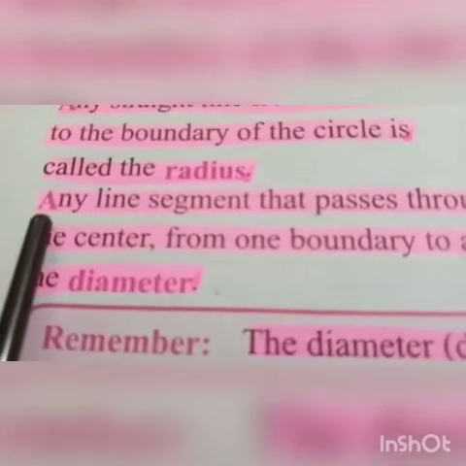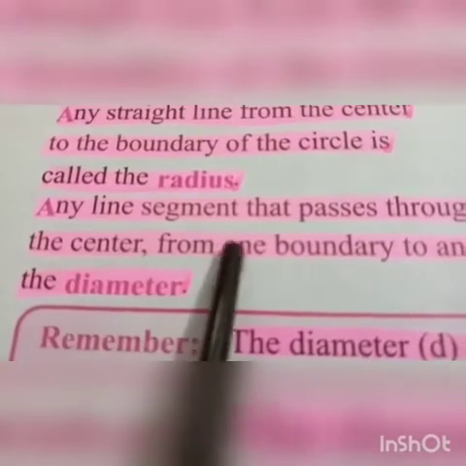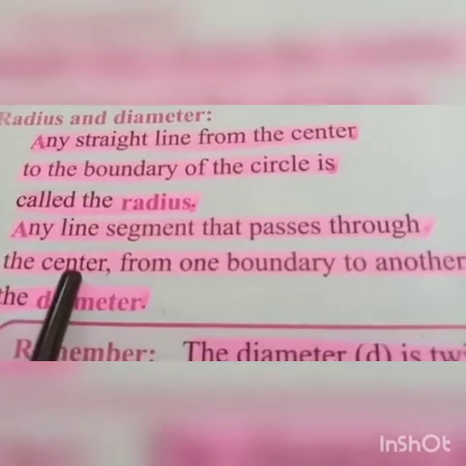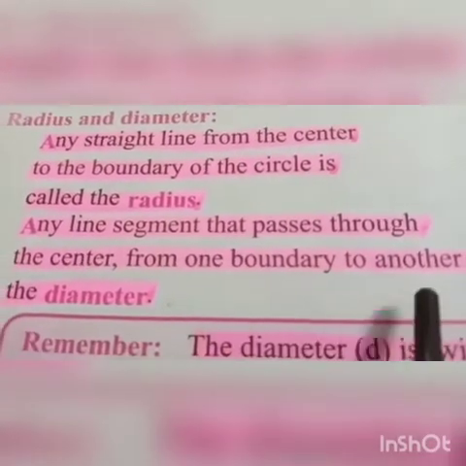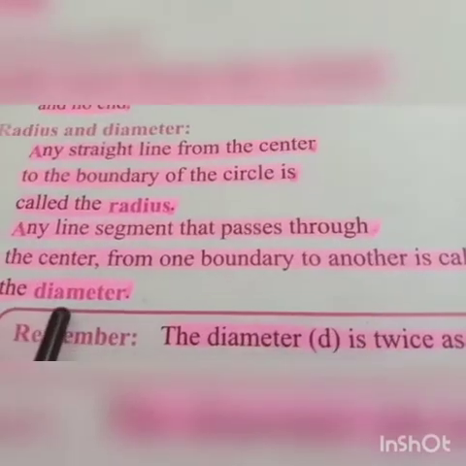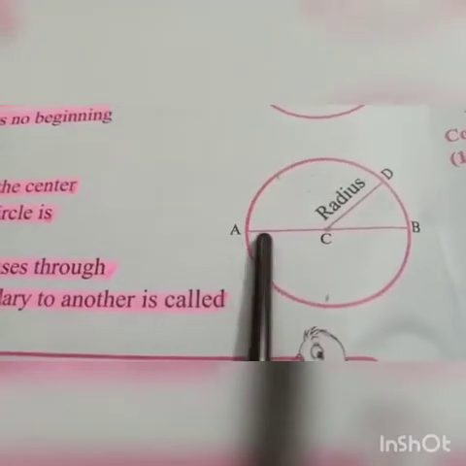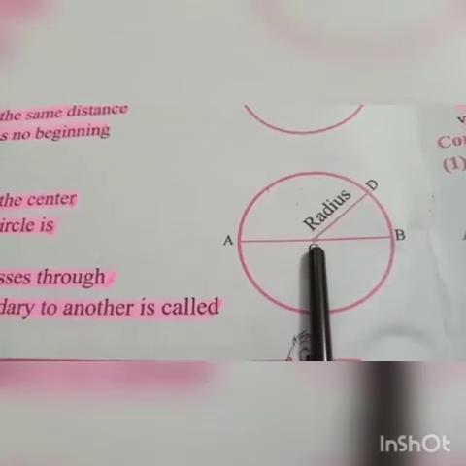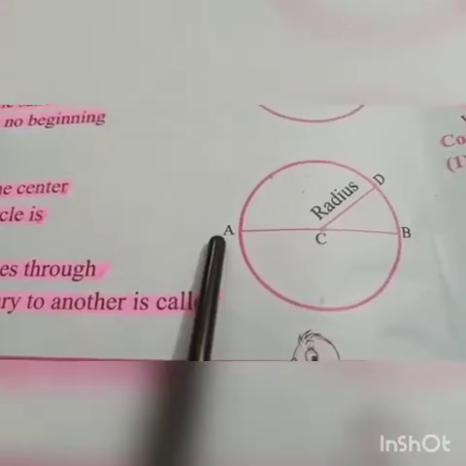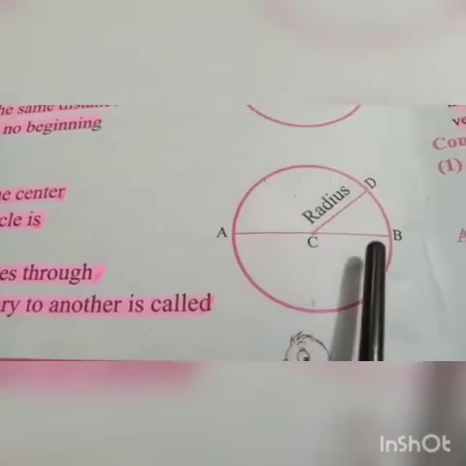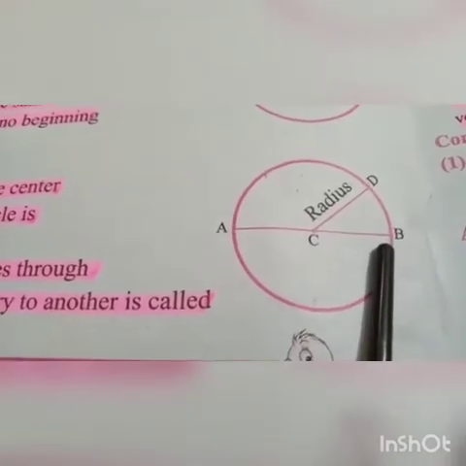Now we will learn the definition of diameter. Any line segment that passes through the center from one boundary to another is called the diameter. So the line that passes through the center of the circle from one boundary to another is called the diameter.